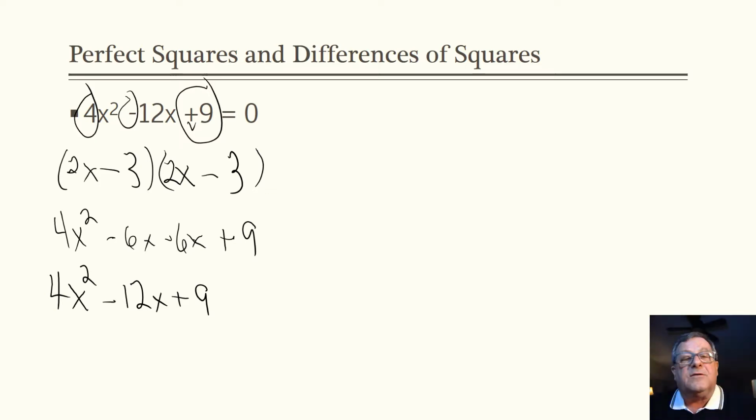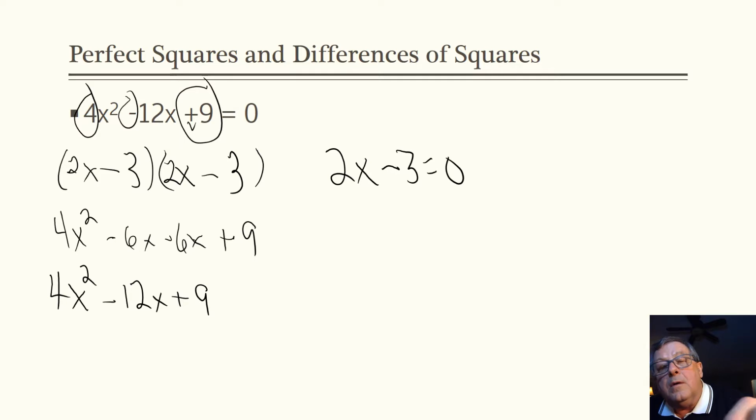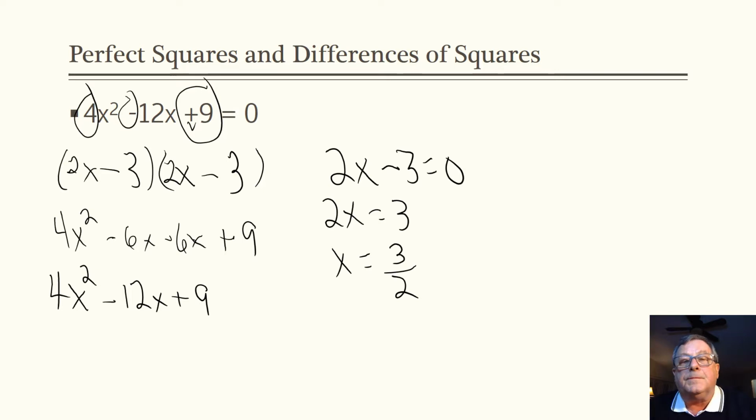Now, I've got to set this factor equal to 0. And I'm just going to do one of them because I got it twice, which means that this is going to have one solution. So I got 2x minus 3 equals 0. We're going to add 3 to both sides, so we got 2x equals 3. And now we're going to divide by 2, and so x is equal to 3 over 2. And that is our solution. We have one root, 3 over 2.